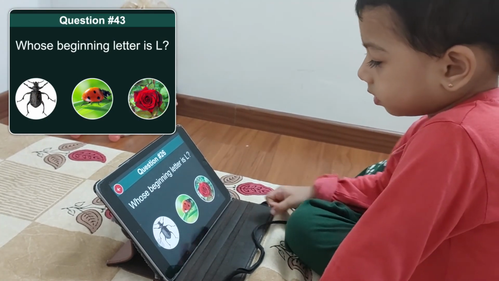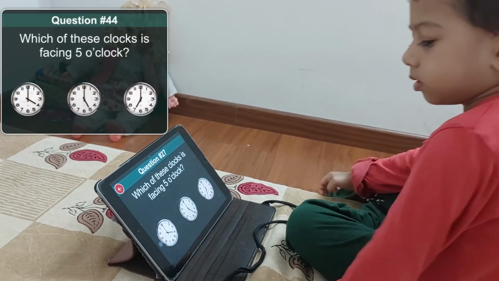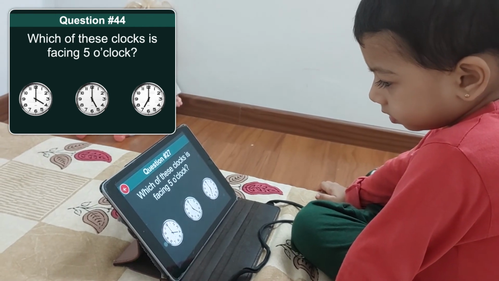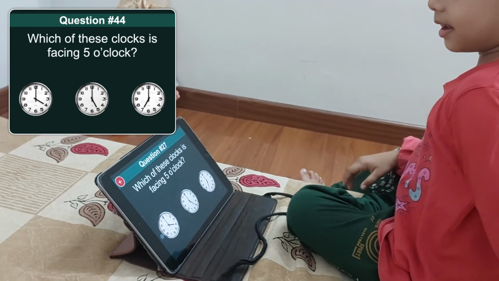Whose beginning letter is L? Which of these clocks is facing 5 o'clock? 5 o'clock. Which clock is showing 5 o'clock?